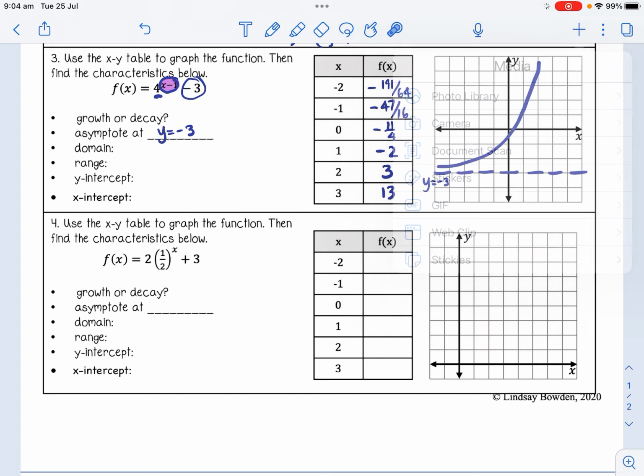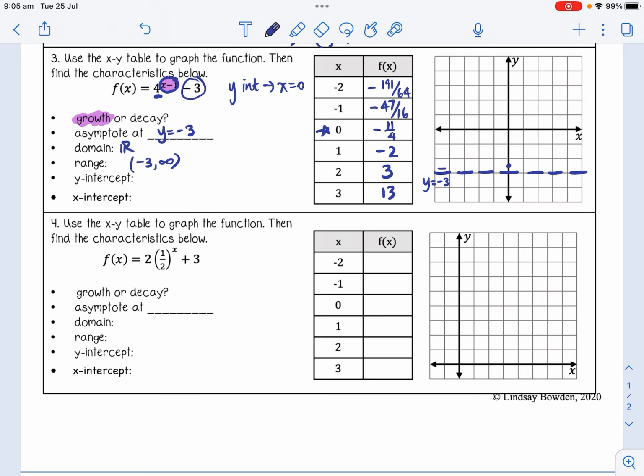I haven't taken any note at the moment of where the x and y axis intercepts are. I'm going to fix this graph once I've worked them out. But I can work out my domain and range. I can say that it's going to be a growth graph. My domain is going to be all real values, and my range is going to be everything from negative 3 to infinity. My y-intercept is when x equals 0. We've already worked out what that is. It's minus 11 quarters, which was just a little bit greater than minus 3. So that means this graph is going to be down here, minus 11 quarters, right down here.